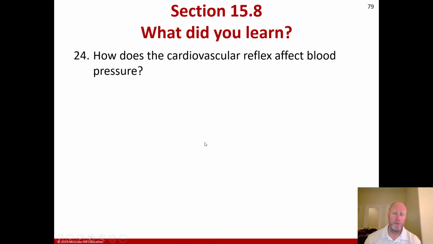spinal cord reflex. So what did you learn? How does the cardiovascular reflex affect blood pressure?